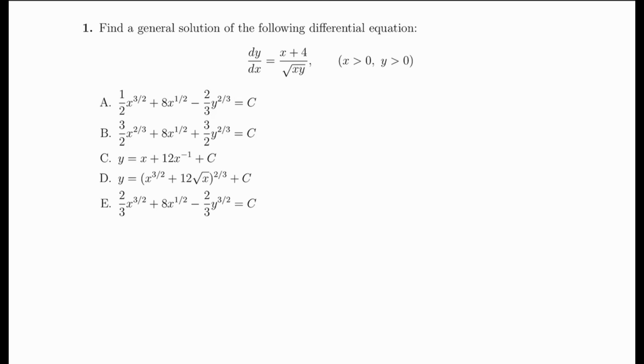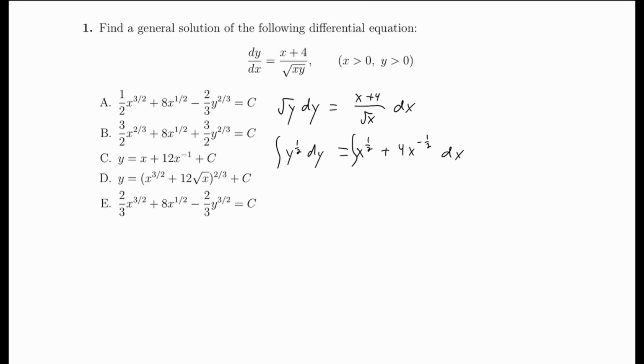We'll multiply by root y to get root y dy, and by dx to make that equal to x plus 4 over root x dx. I'll go ahead and simplify this before we integrate. That'll be y to the 1/2 dy equals x over root x, which is just root x. I'll write that as x to the 1/2. And then 4 over root x is 4x to the negative 1/2 dx.